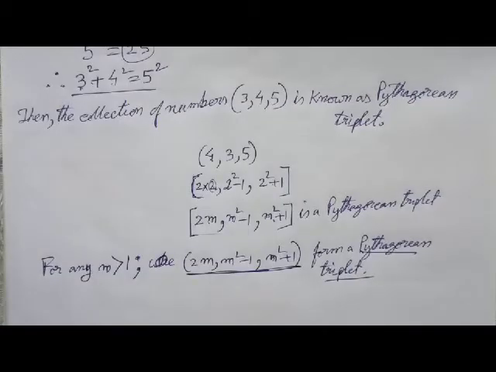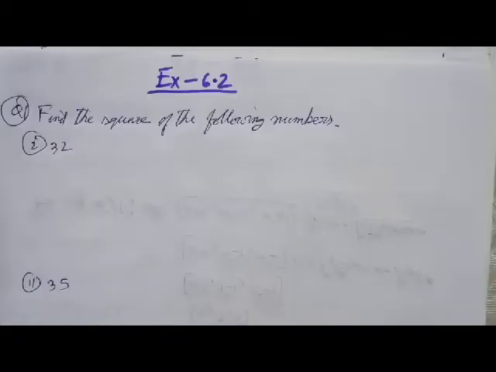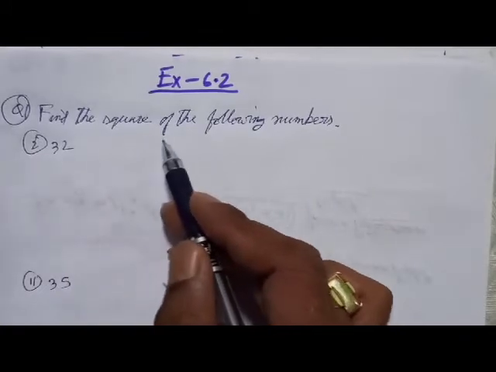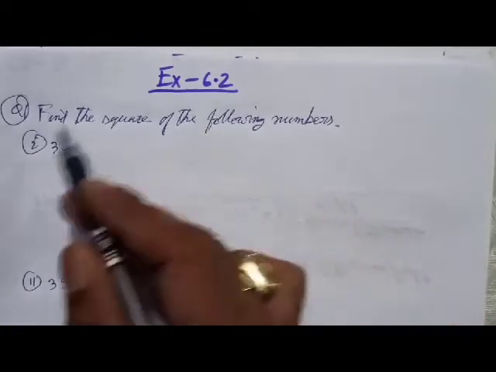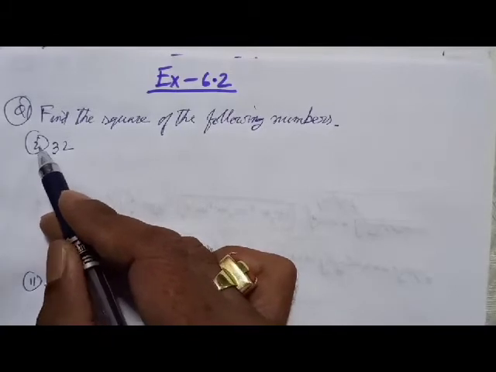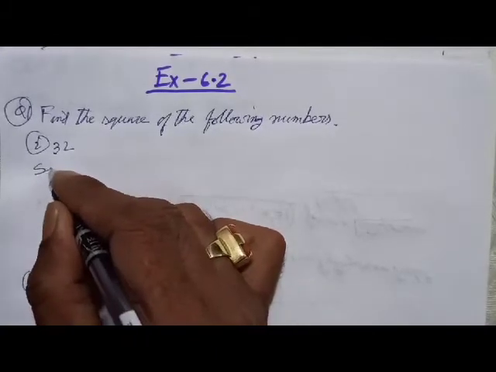Now let us start exercise 6.2. Exercise 6.2, question number 1. Find the square of the following numbers. Here the question says to find the square of the number, Roman 1, 32. Now solution.